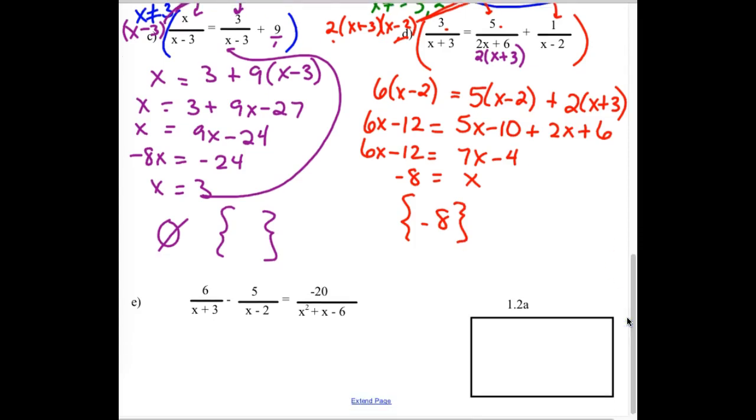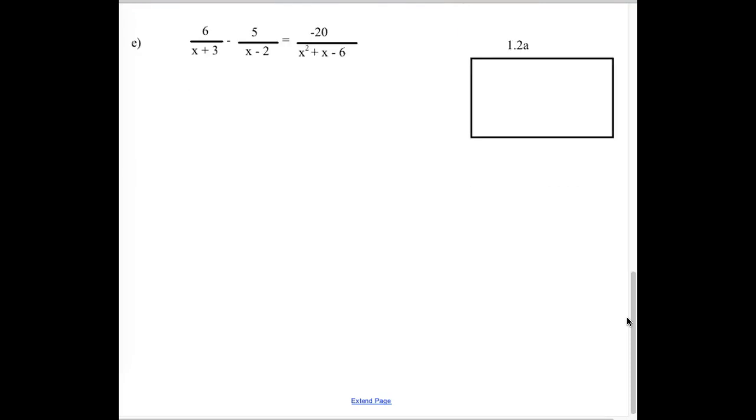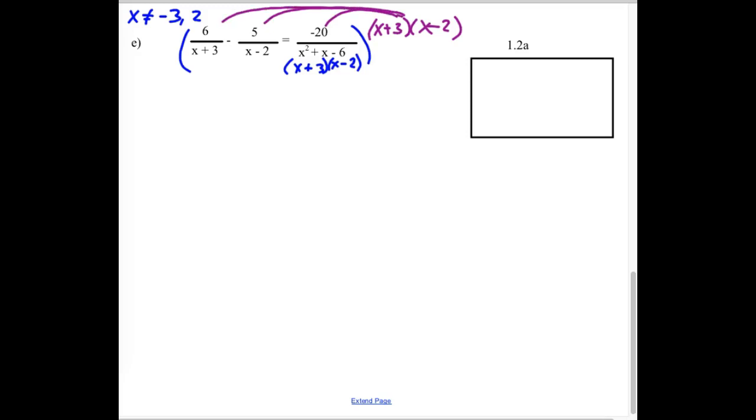All right, I'm going to pause the recording again. I want you guys to try this last one at your tables. All right. Excluded values. Thank you. Negative 3 and 2. Common denominator. This is going to factor into the same two pieces we have on the left side, right? So our LCD has to have both of those pieces. All right. So I need to distribute to all of those.